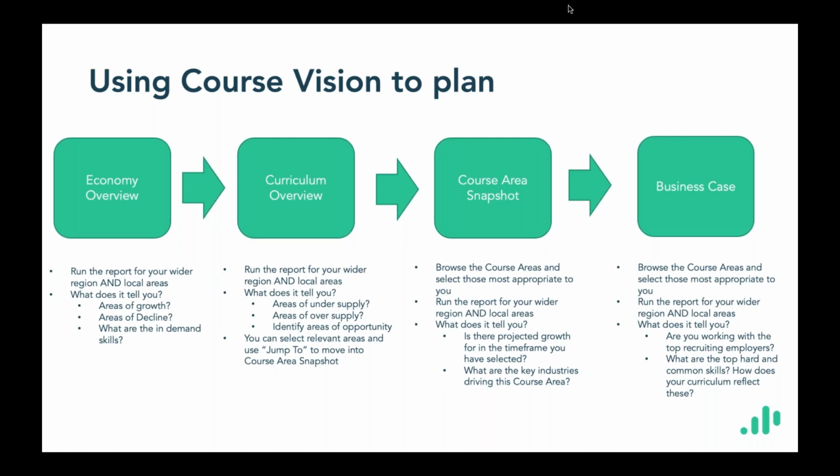So, what does that report tell us? What does the economy overview tell us? What are the areas for growth, areas of decline, what are the in-demand skills, and so on. We're going to work through each one of these 4 reports in Course Vision, but always come back to this if you get stuck when you're working on things on your own. If you're not quite sure what to look for in each report, or what the key steps are, you can pop back to this as a little aide-memoire.